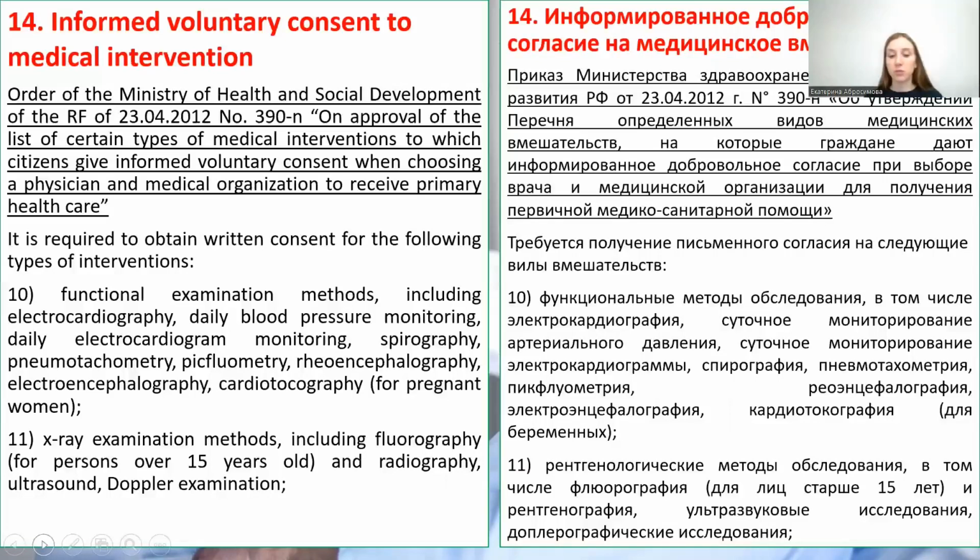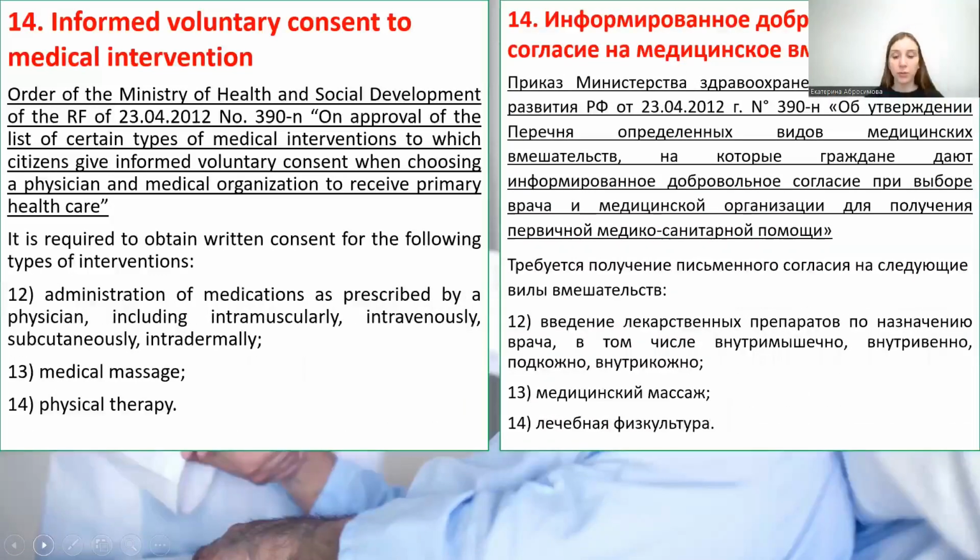Also, X-ray examination methods, including fluorography for persons over 15 years old, and radiography, ultrasound, Doppler examination, administration of medications as prescribed by a physician, including, for example, intravenously, subcutaneously, intradermally, medical massage, physical therapy. And this list is rather surprising because, on the one hand, a physician without IVC cannot even ask the patient the usual question, what are you complaining about?